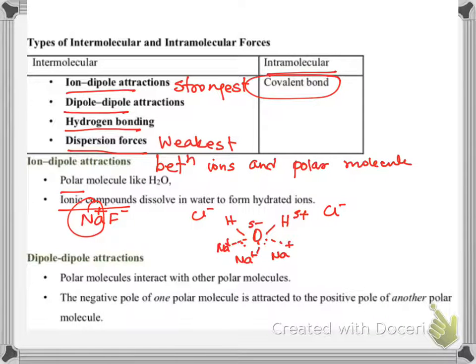The next is the dipole-dipole attraction. It is between two polar molecules, one polar molecule interacting with another polar molecule. So for example, let's look at HCl. In HCl, chlorine being more electronegative has a slight negative charge, hydrogen a slight positive charge. If I take another one, positive, negative, this is the dipole-dipole attraction. Remember, these are intermolecular forces, so between two molecules.